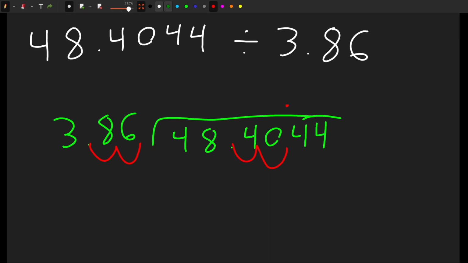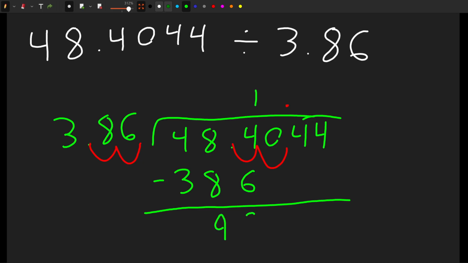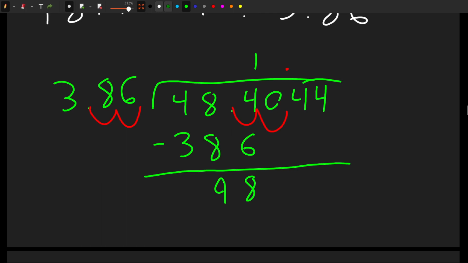Okay, so for division, 386 can't go into 4, it can't go into 48, but it can go into 484 once. I'm going to get 386. I'm going to subtract this out. I'm going to get 98. There's a simple trick here you can do, by the way. If you know that 486 minus 386 is 100, but you're missing 2 from 484, then you can just take 2 off of 100. Or you can just subtract it out the old-fashioned way. I'm going to bring down a 0.